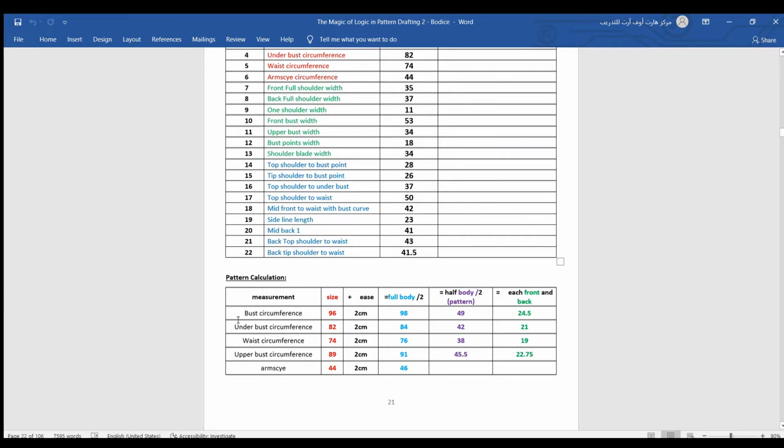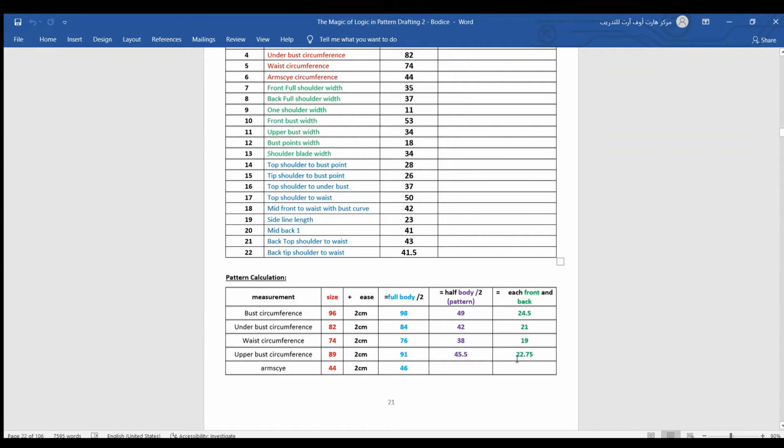So here, for the circumferences, the bust, the underbust, the waist, the upper bust, the armscye, we took the measurements and we added the ease, and we came out with these blue numbers. This represents the circumferences plus the ease, okay? Then we divided these measurements by 2 because we are going to use only half of them, because we deal with a pattern piece which represents only half. So we divide by half and we end up with these purple numbers, okay? And these purple numbers represent half the body, with both front and back together, okay?